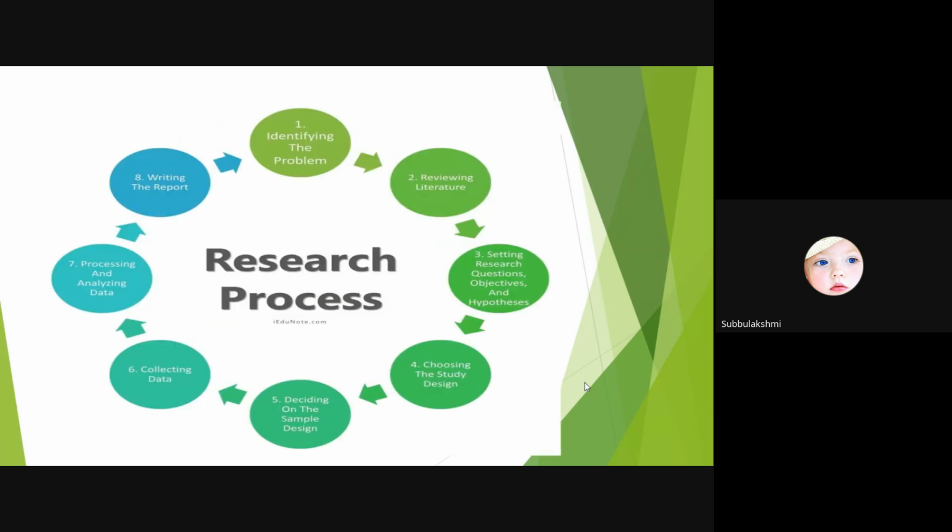Process. So you have a circular process there. On the top, point number 1, we identify the problem. Point number 2, we review literature. Point number 3, we set research questions, research objectives and a hypothesis. Point number 4, we choose the design. Point number 5, we decide on the sample design, and point number 6, we collect data. Point number 7 is processing and analyzing data, and the next step is writing the report.